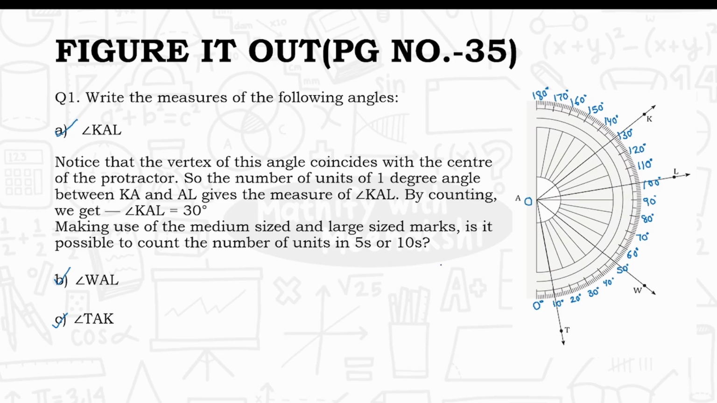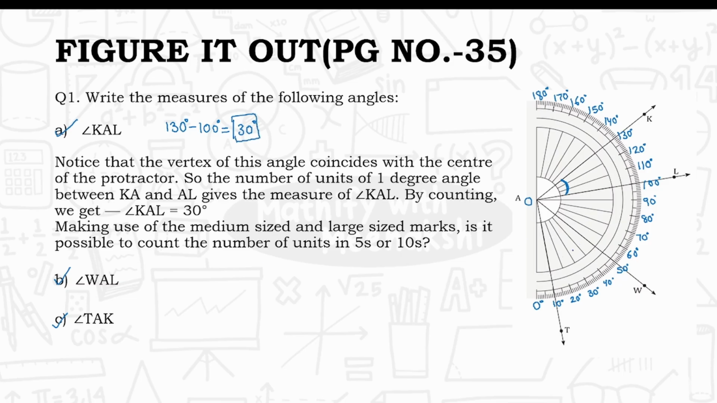If I first take KAL, that means this much. So just see that it is 100 and 130. So we have to see the difference of this. That means 130 degree minus 100 degree. So the measure of KAL is 30 degree. We have to always see the difference.